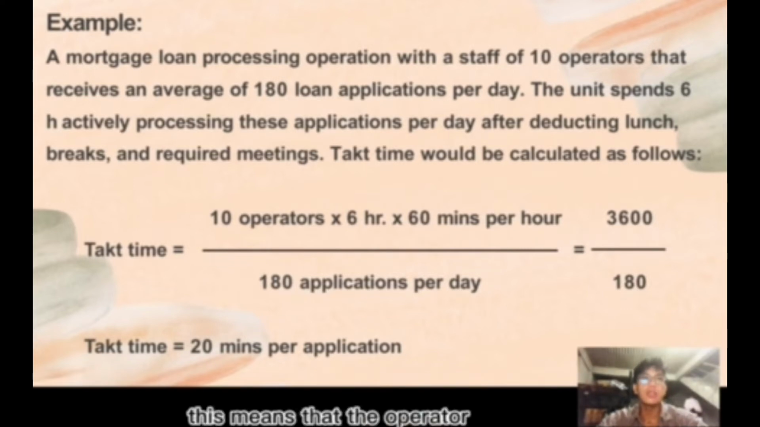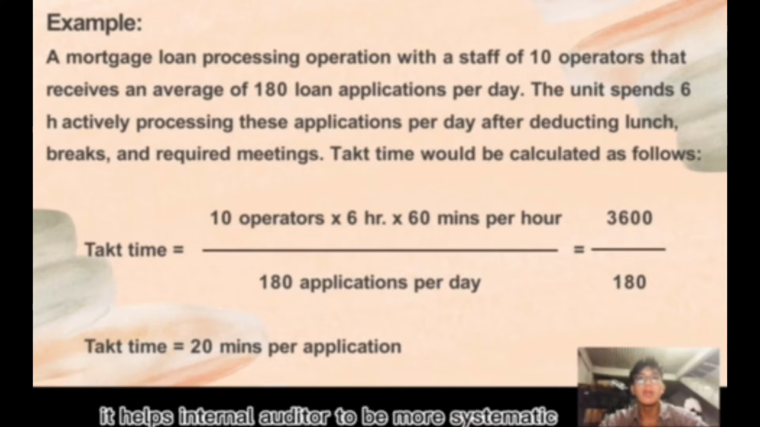This means that the operator should spend on average 20 minutes processing each loan application. Some applications may take less time, others may take more, but on the average they must keep 20 minutes per application. If it takes them longer, there will be delays. Takt time is a good practice in managing several outputs in a given time. It helps internal auditors to be more systematic and to value time.